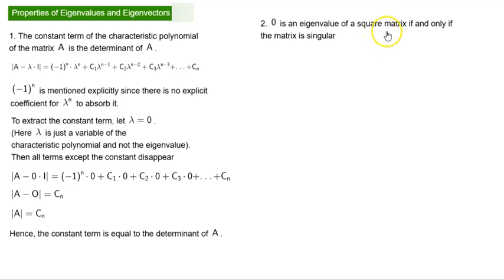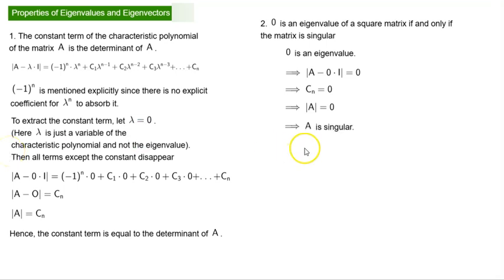0 is an eigenvalue of a square matrix if and only if the matrix is singular. Let's begin with the assumption that 0 is an eigenvalue, which implies, since it is an eigenvalue, the determinant of A minus 0I is equal to 0, which implies C sub n is equal to 0, which implies determinant of A is equal to C sub n. So determinant of A equals 0. And if the determinant of A is 0, then A is singular.